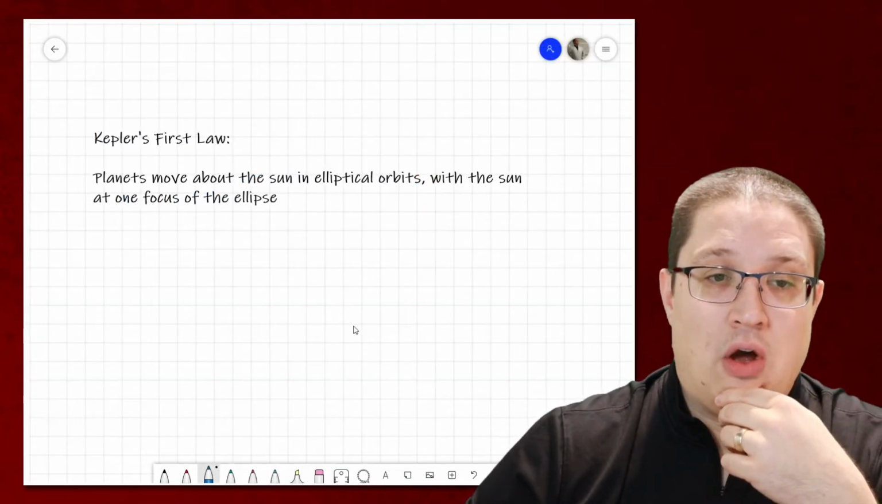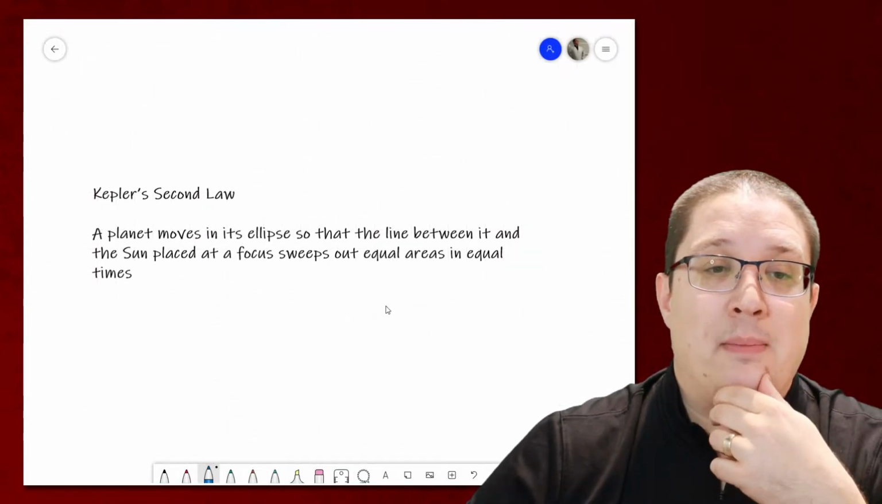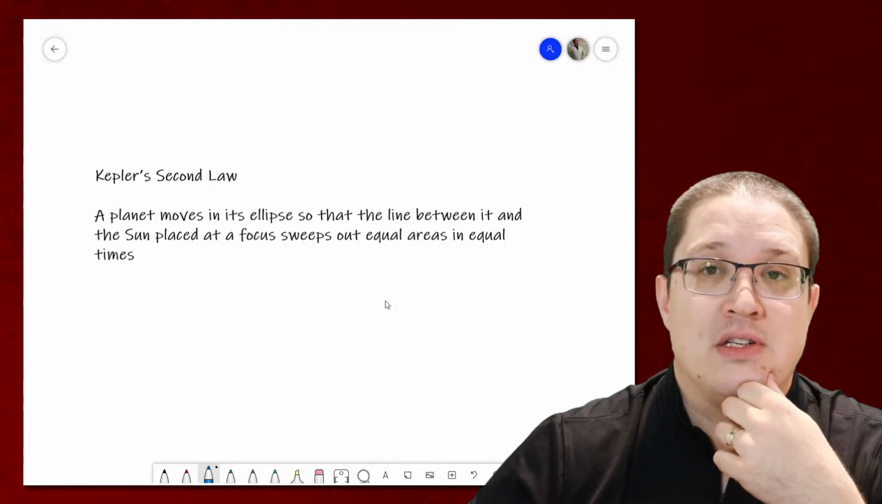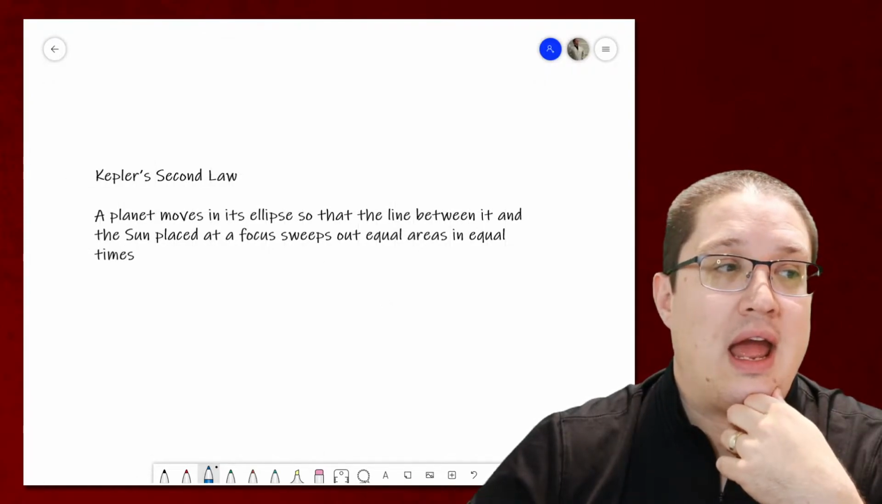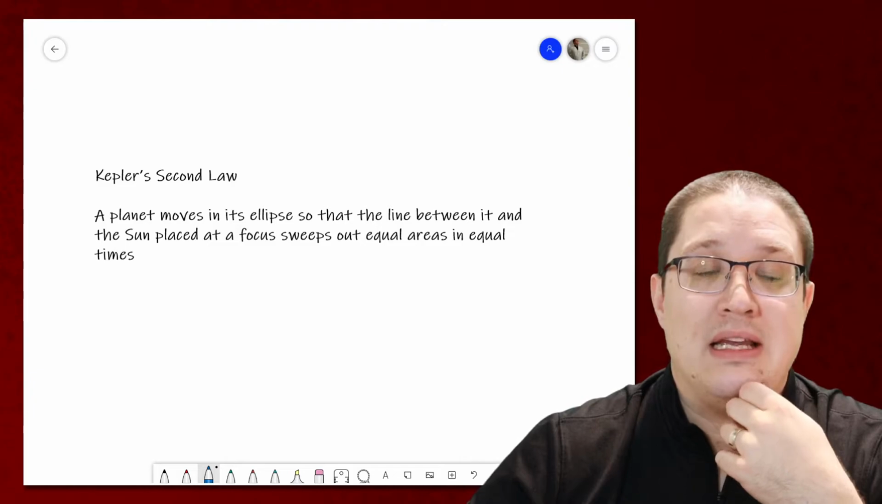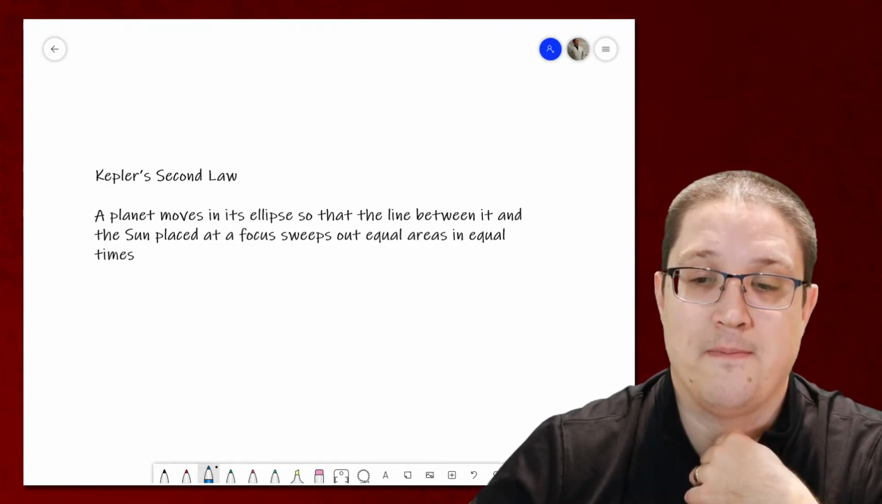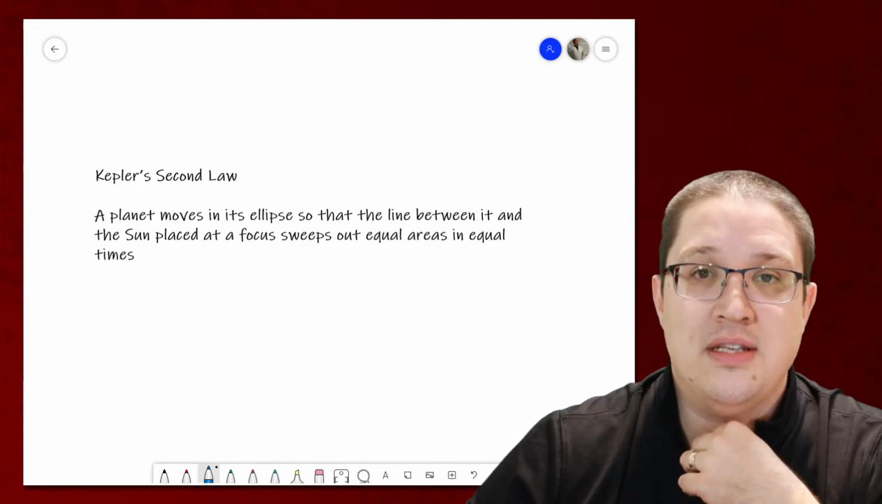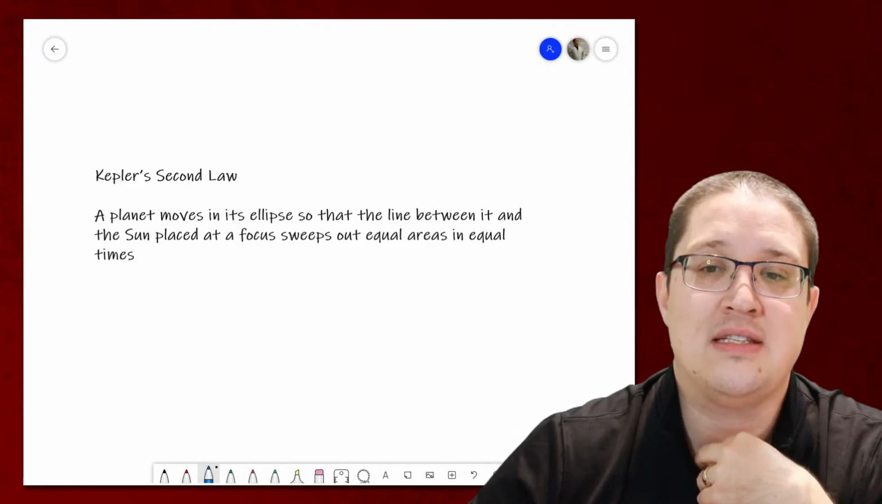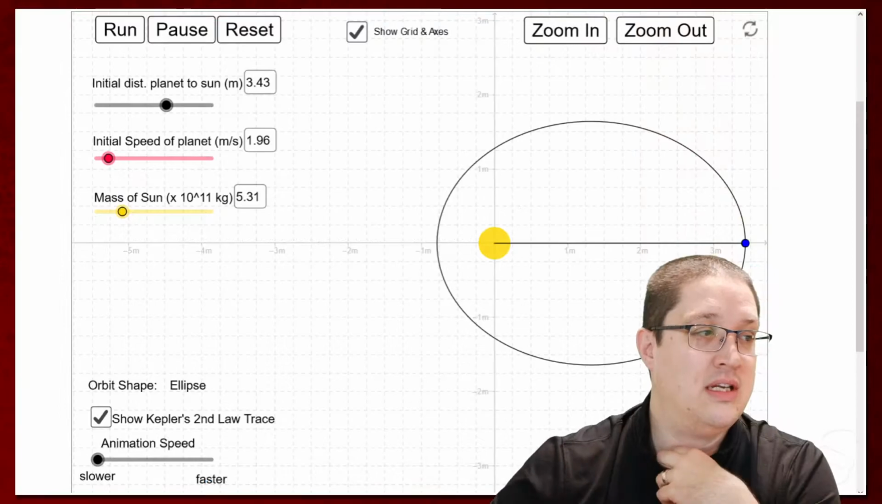Kepler's second law states that a planet moves in its ellipse so that a line between it and the Sun, placed at a focus, sweeps out equal areas in equal times. Now, this is a little unintuitive, so let's take a look at how this looks in a simulation here.